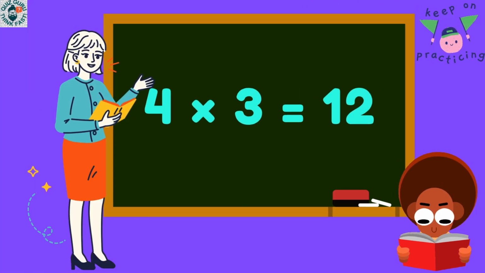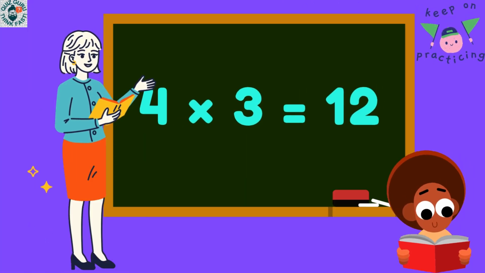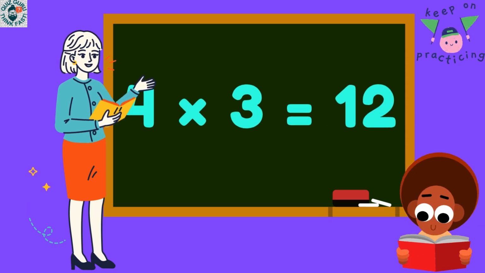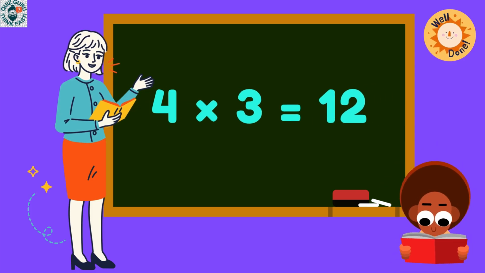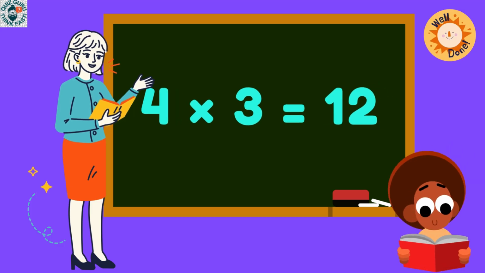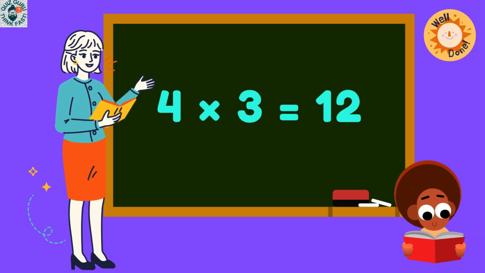4 times 3 is 12. 4 times 3 is 12. 4 times 3 is 12.